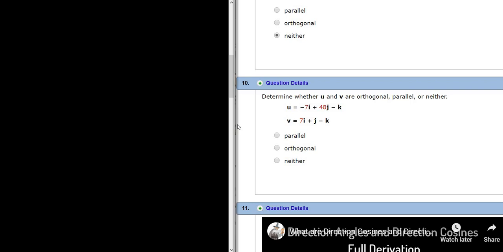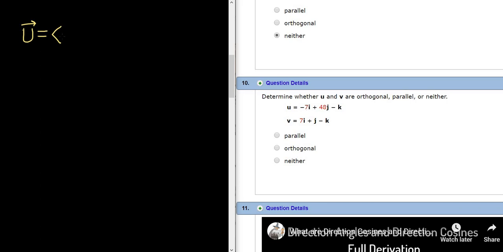Let's do problem number 10. Determine whether u and v are orthogonal, parallel, or neither. So first let's go ahead and write down the vectors, and let's write them down in component form. I always find it's a little bit easier to work with things when they're in component form.